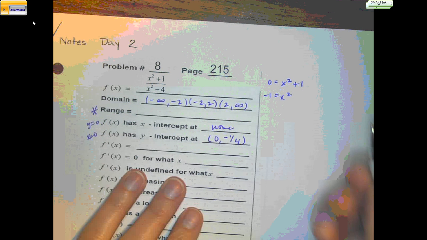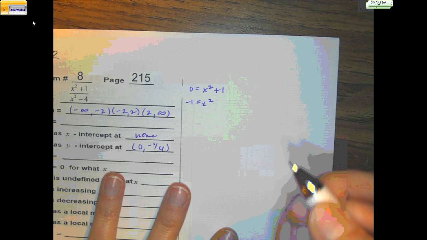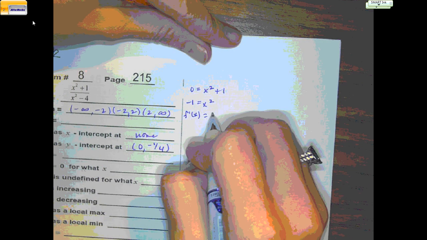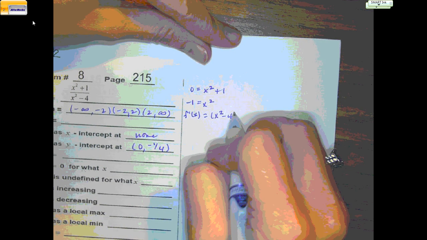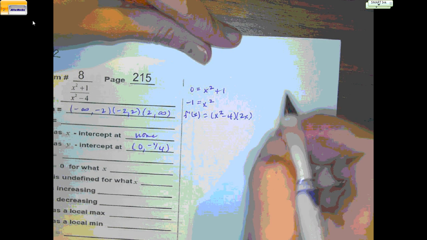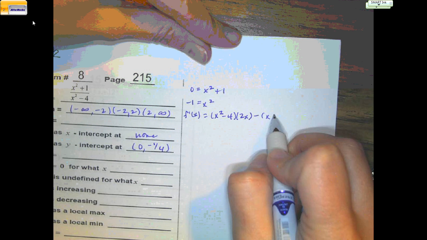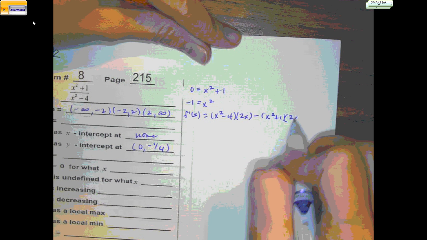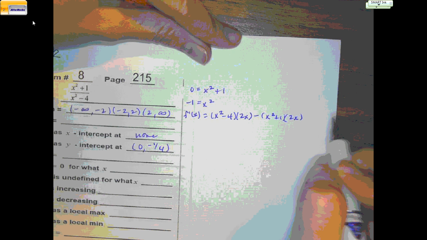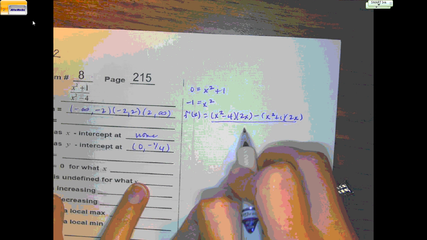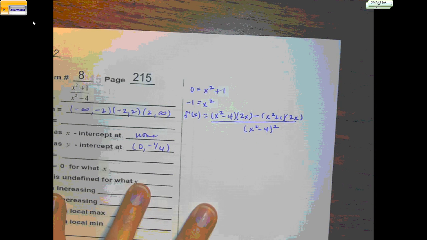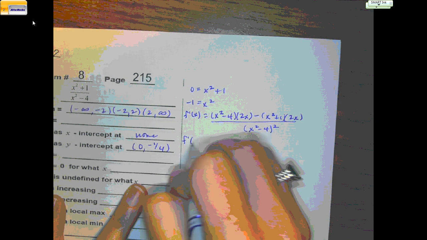Derivative. Write small and keep it organized. Here we go. Bottom times the derivative of the top, which is 2x, minus top times the derivative of the bottom, which is 2x, all over the bottom squared. Then we just kind of clean it up.